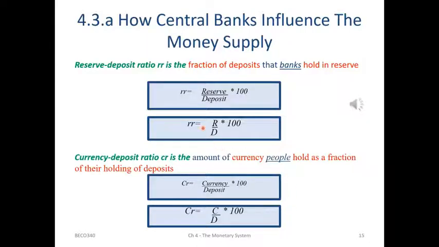The reserve deposit ratio is the fraction of deposits that banks hold in reserve. RR is equal to the reserve over deposit times 100, which is represented by R over D times 100. The currency deposit ratio, CR, is the amount of currency people hold as a fraction of their holdings of deposits. CR is equal to the currency over deposit times 100, which is denoted by the ratio of C over D times 100.